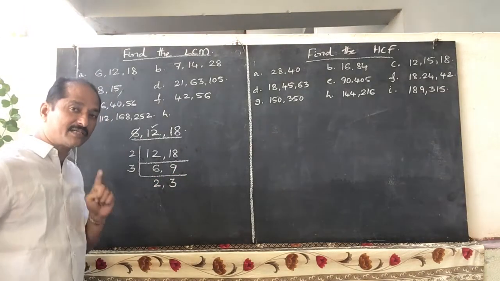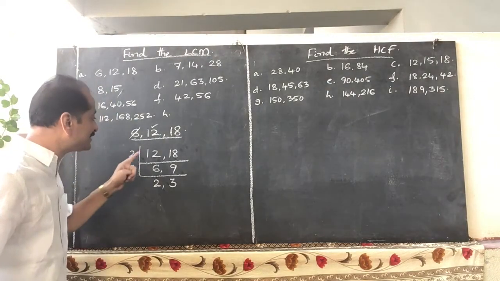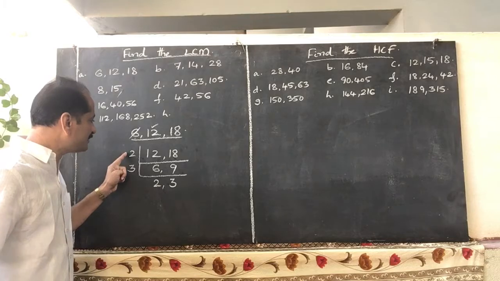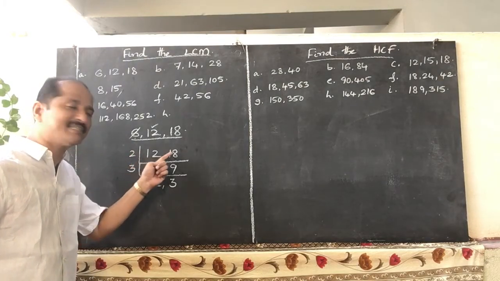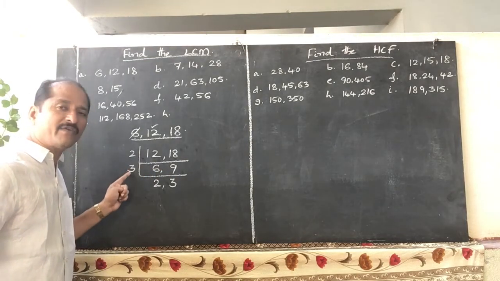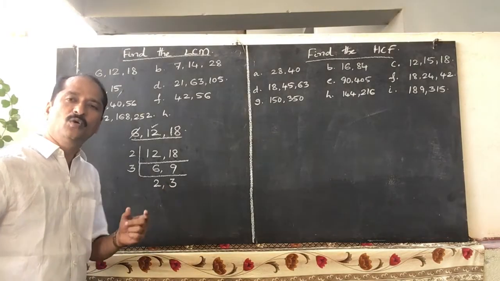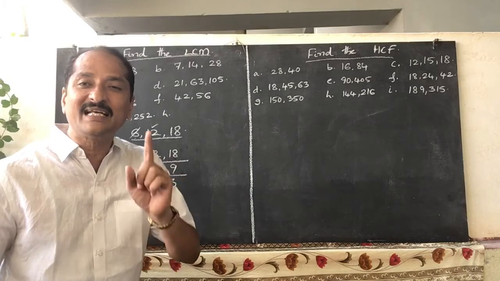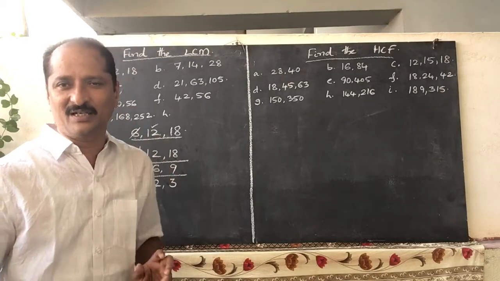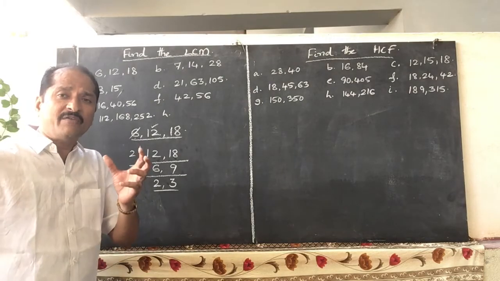Observe carefully here. These are the common factors of 12 and 18. 2 is a common factor, so we divided and got 6 and 9. Now in 6 and 9, 3 is a common factor, so we take out 3 and get 2 and 3. 2 and 3 are co-prime numbers because they have only one common factor. So stop the division.